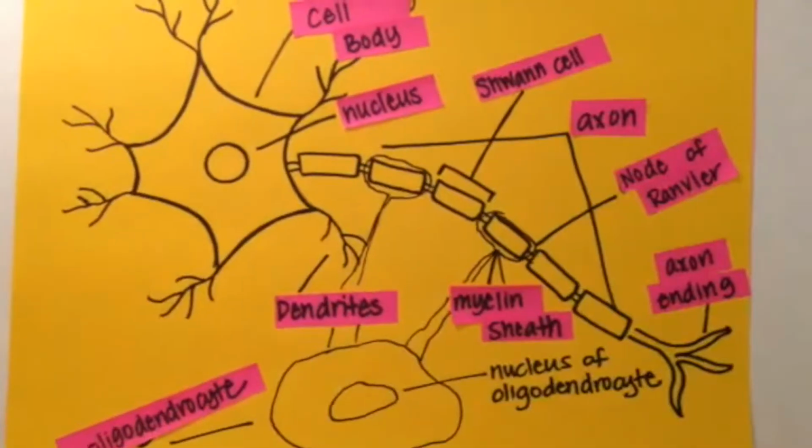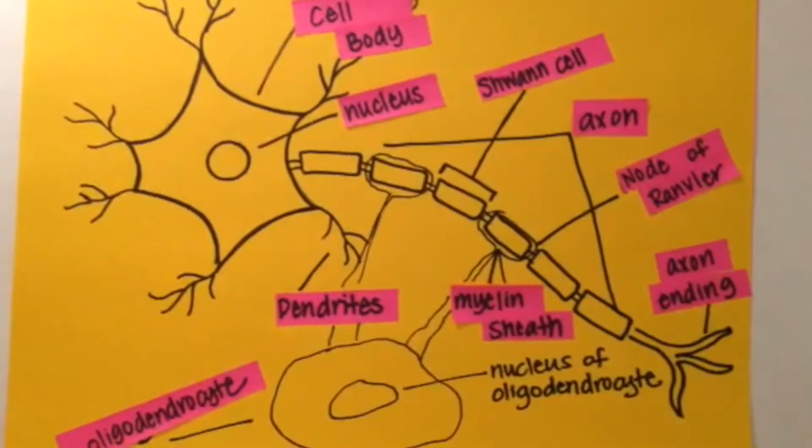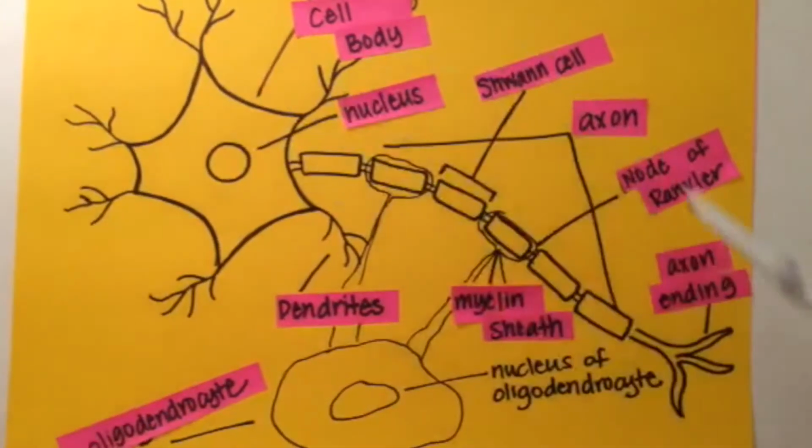Today we will be modeling the propagation of an action potential down the axon of a neuron. A neuron is an electrically charged cell that processes and conducts different chemical reactions throughout the body. First, let's discuss the anatomy of a neuron.